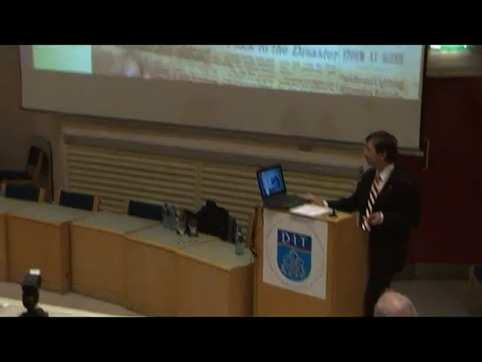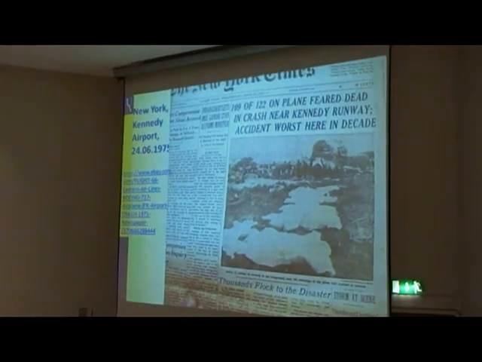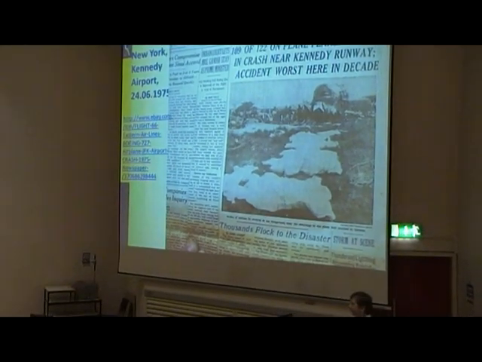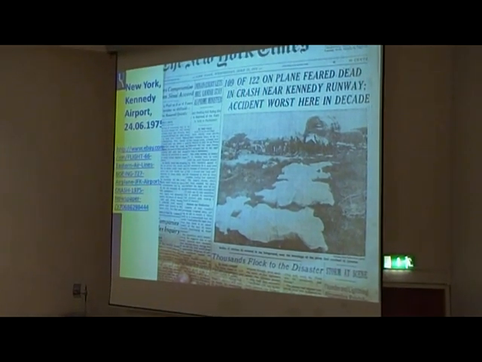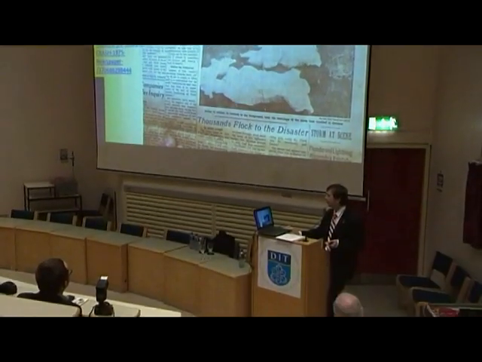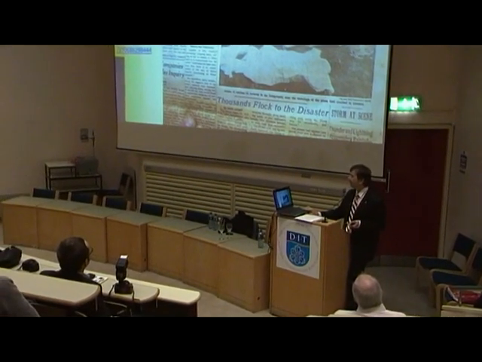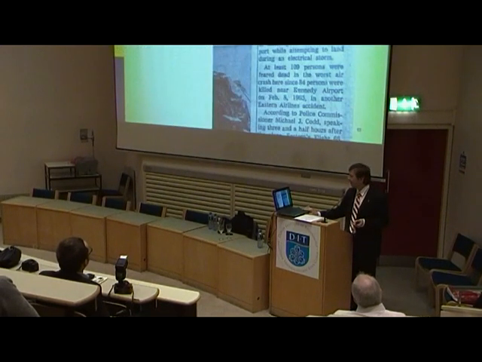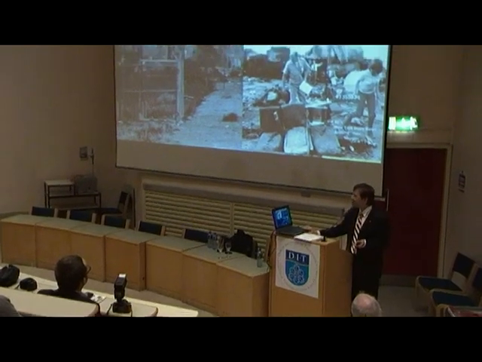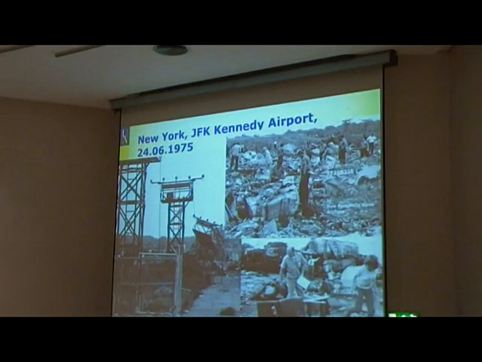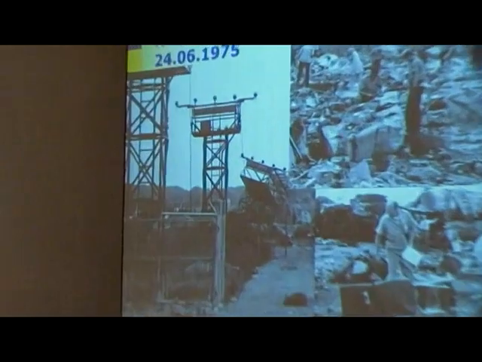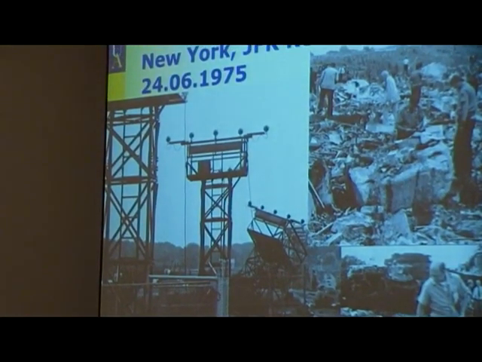However, you can read in the newspapers that in this plane, despite the fact that it hit those multiple towers, some people survived. 109 of 122 people on the plane feared death, so about 11 people survived, including 2 children. You can see how these towers look. These are not just a pole easy to cut. These are steel structures, like truss structures, and one of them is completely cut in half by the wing of the airplane.